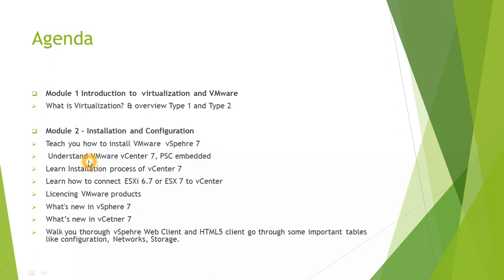Then we'll understand what VMware vCenter Server 7 is. It is with PSC embedded now, and they have stopped doing the external one, so we'll look into that. We'll learn the installation process of vCenter Server. We'll learn how to connect the ESX host to the vCenter. We'll connect some 6.7 or ESX 7 hosts to the vCenter and see.